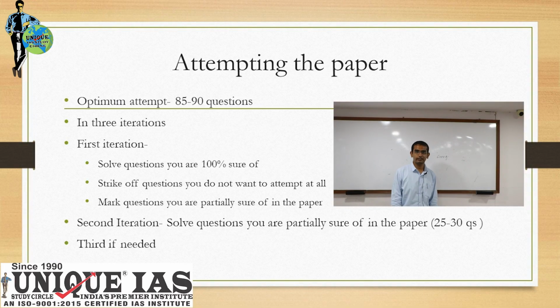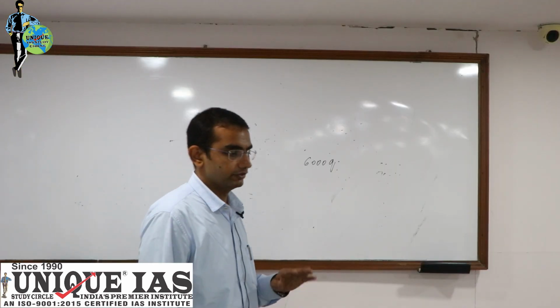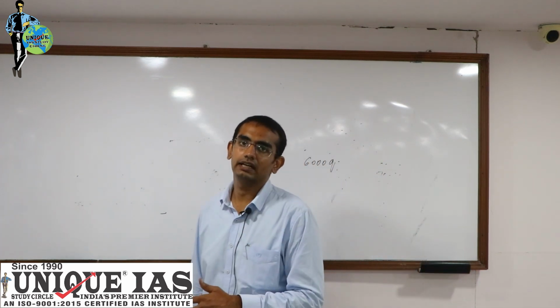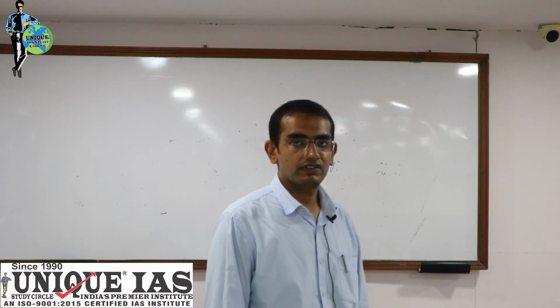Now, attempting the paper is a very tricky thing, but the rule of thumb is that you should attempt 85 to 90 questions. If you're doing less than that, you are reducing your chances; you are under-attempting. If you're doing more than that, you are over-attempting. The paper has to be solved in 3 iterations.